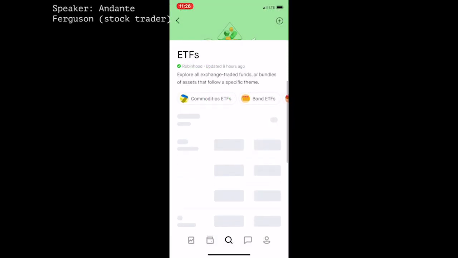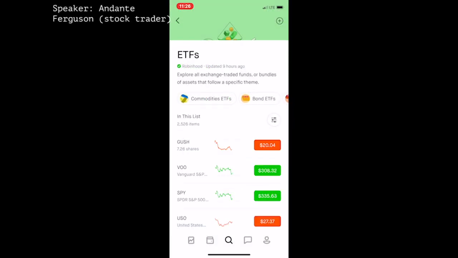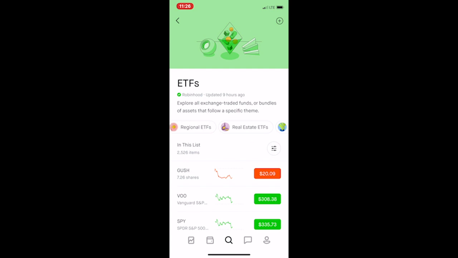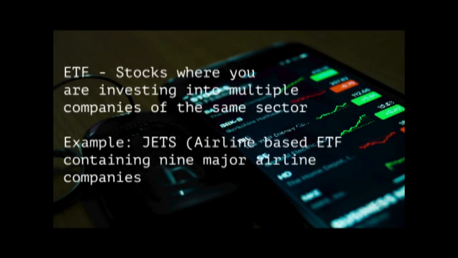Basically, it's a stock that tracks another group of stocks or a statistic of a stock. For example, there's an airline ETF called JETS, which tracks, I think, 7 of the major airline stocks. So instead of investing in just one of them, you can invest in all of them.